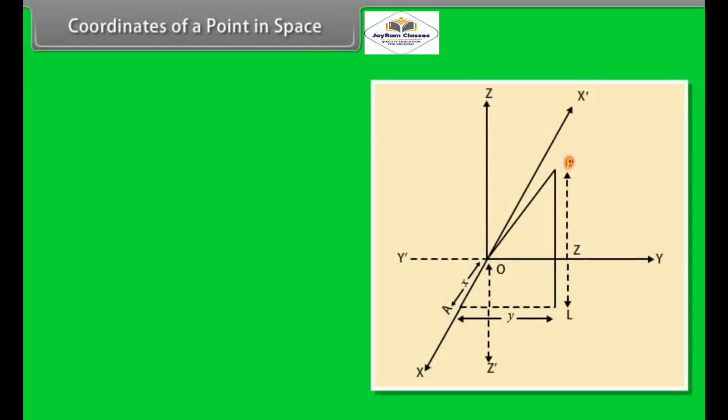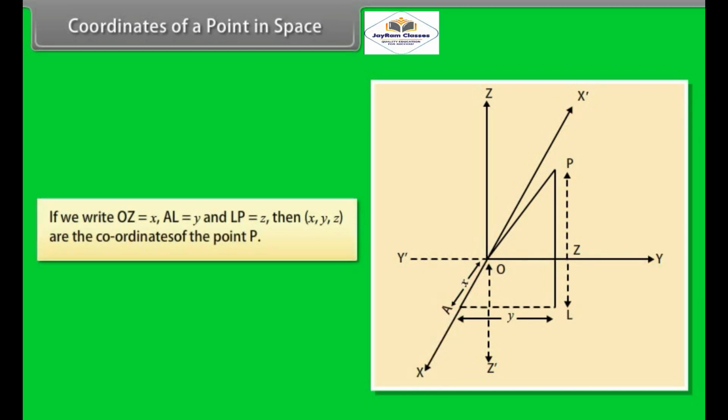Coordinates of a point in space. Let P be any point in space. Through P, draw perpendicular PL on xy plane meeting this plane at L. Through L, draw a line LA parallel to OY cutting OX in A. If we write OA is equal to X, AL is equal to Y, and LP is equal to Z, then X, Y, Z are the coordinates of the point P.